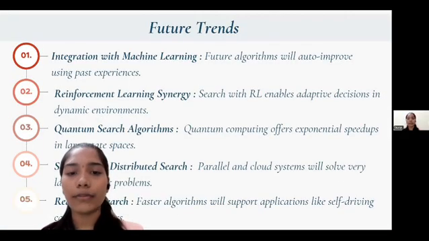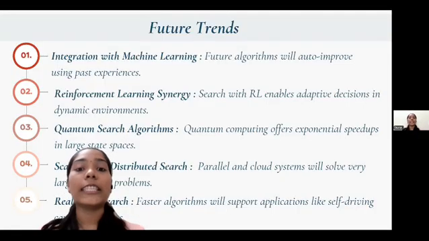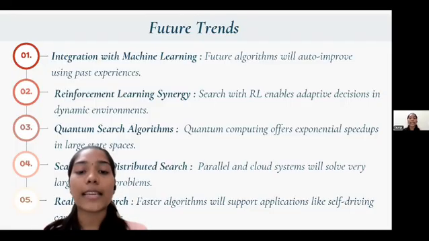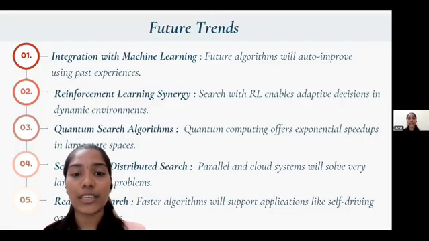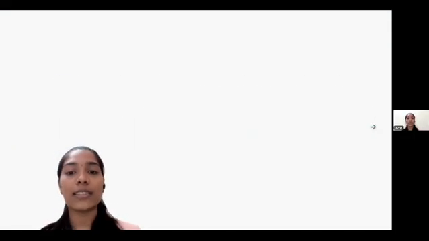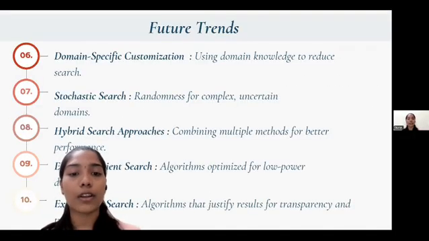Now let's talk about the future trends. In the coming years, this algorithm will become more powerful with technologies like machine learning, reinforcement learning, quantum computing, and real-time search for fast results. The goal is to make it more efficient and capable of solving real-world problems quickly.